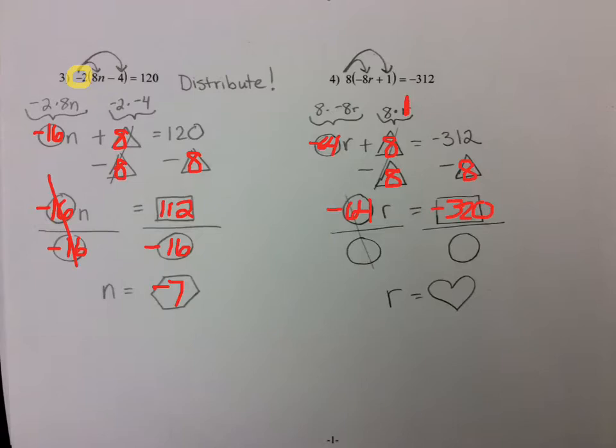Then I need to get the r alone, but I have this -64 in front of it, so I'm going to divide by -64 on both sides to keep it balanced. And the -64s are going to cancel out and have just r. And then on my right side, I'm going to do -320 divided by -64, and I'm going to get 5. So r equals 5.